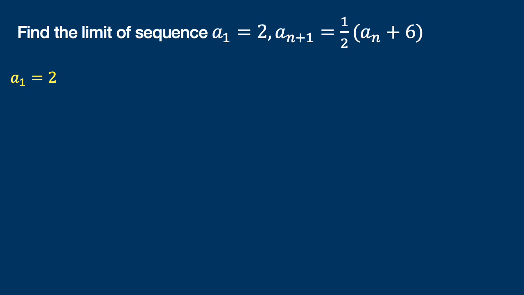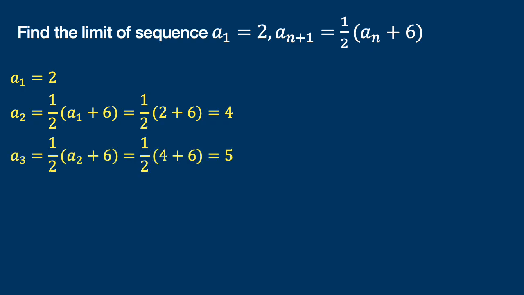So let's find each term. a1 is 2. Let's find a2. a2 is 1 over 2 times (a1 plus 6). a1 is 2, so 1 over 2 times (2 plus 6). 2 plus 6 is 8, divided by 2, that's 4. So a2 is 4. a3 is 1 over 2 times (a2 plus 6). a2 is 4, 4 plus 6 is 10, divided by 2 is 5. So a3 is 5.